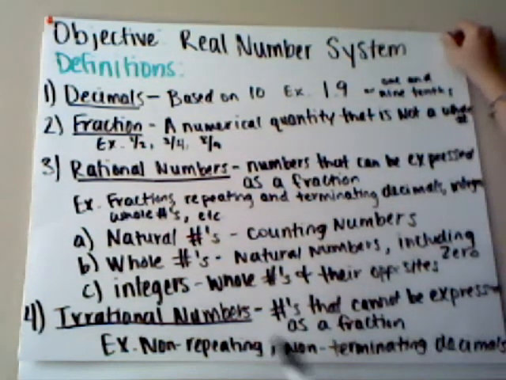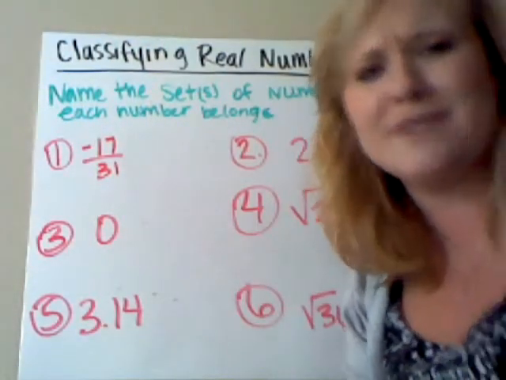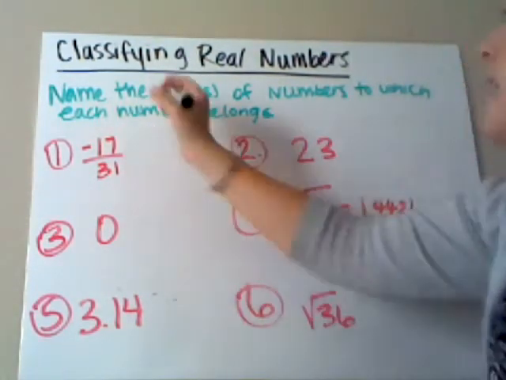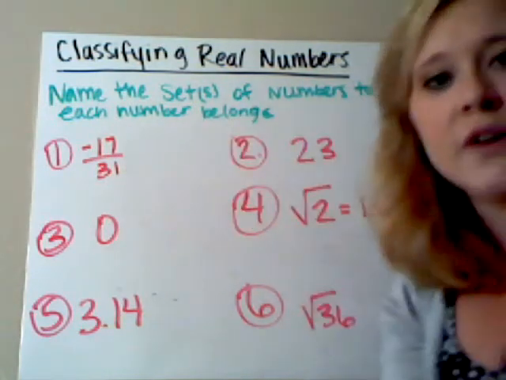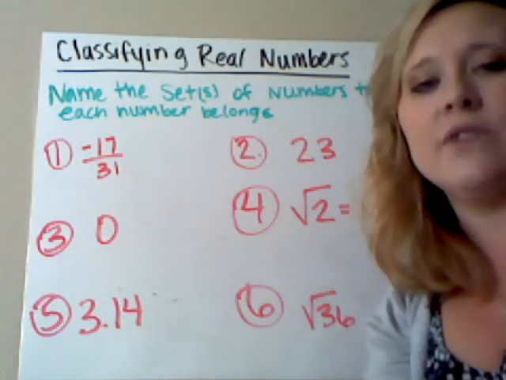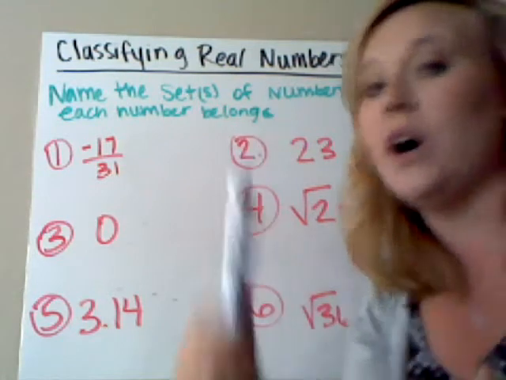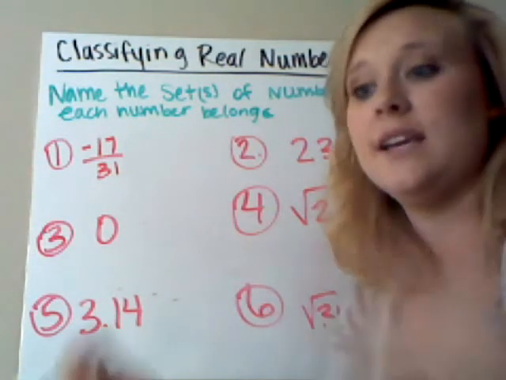Okay, let's look at some examples. We already looked at definitions. So we're going to classify some real numbers. It says, name the set or sets of numbers to which each number belongs. So like I said, it could be more than just one set of numbers. It can be a whole number, but a whole number is also a what number? A natural number. So that's two types of sets that it's with.